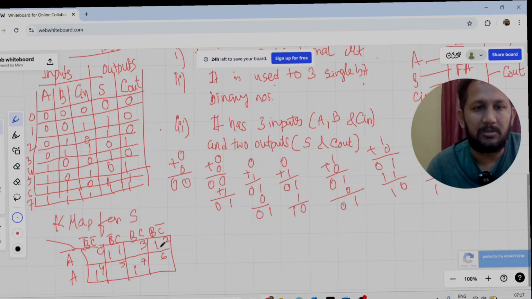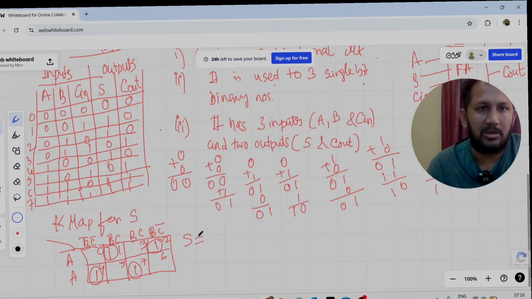No grouping is possible because they are in diagonal position. So we need to select individual 1s. So we need to group only single 1s for this K-map. Now we need to construct the Boolean expression from the K-map.